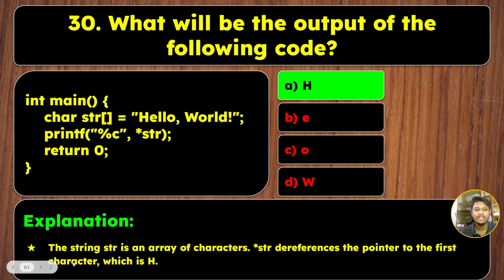As you can see, the string str is an array of characters and *str dereferences the pointer to the first character. So here we are using this dereference operator, which is star. It will point to the first element of the array. That's why you got the output as H.